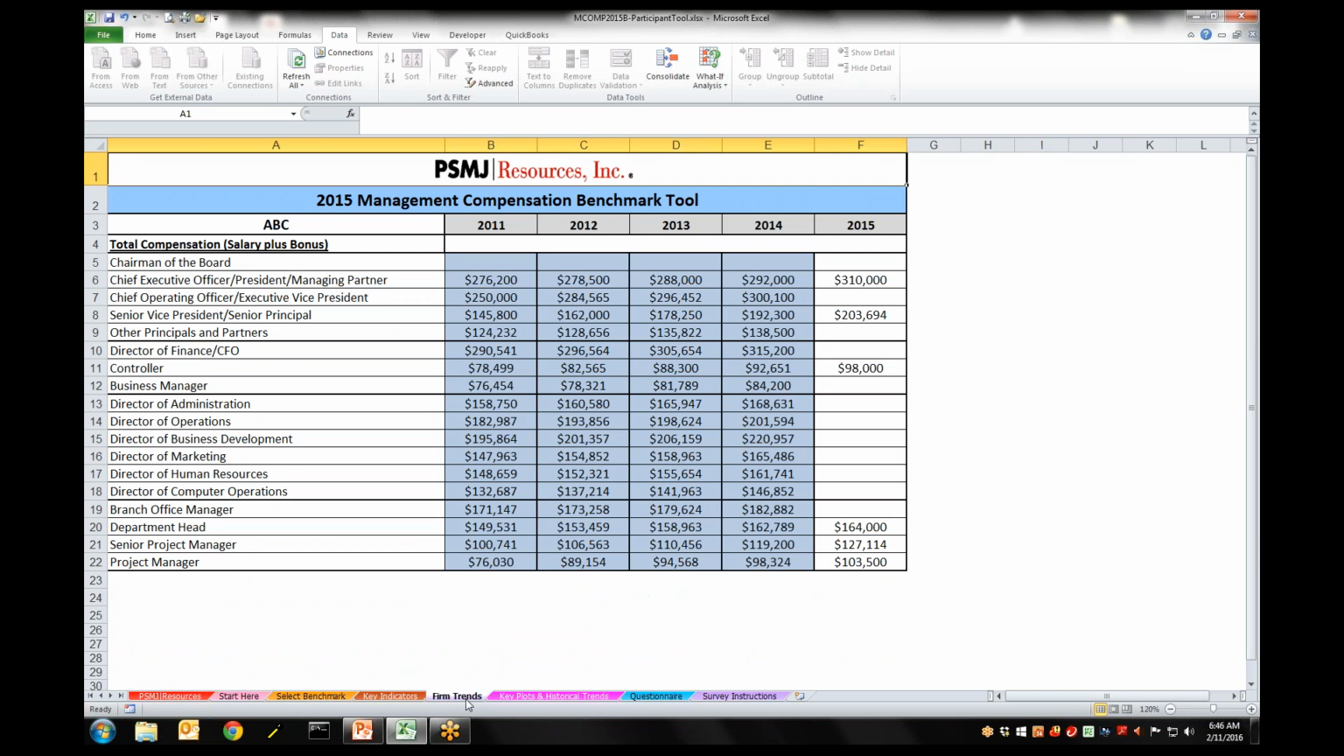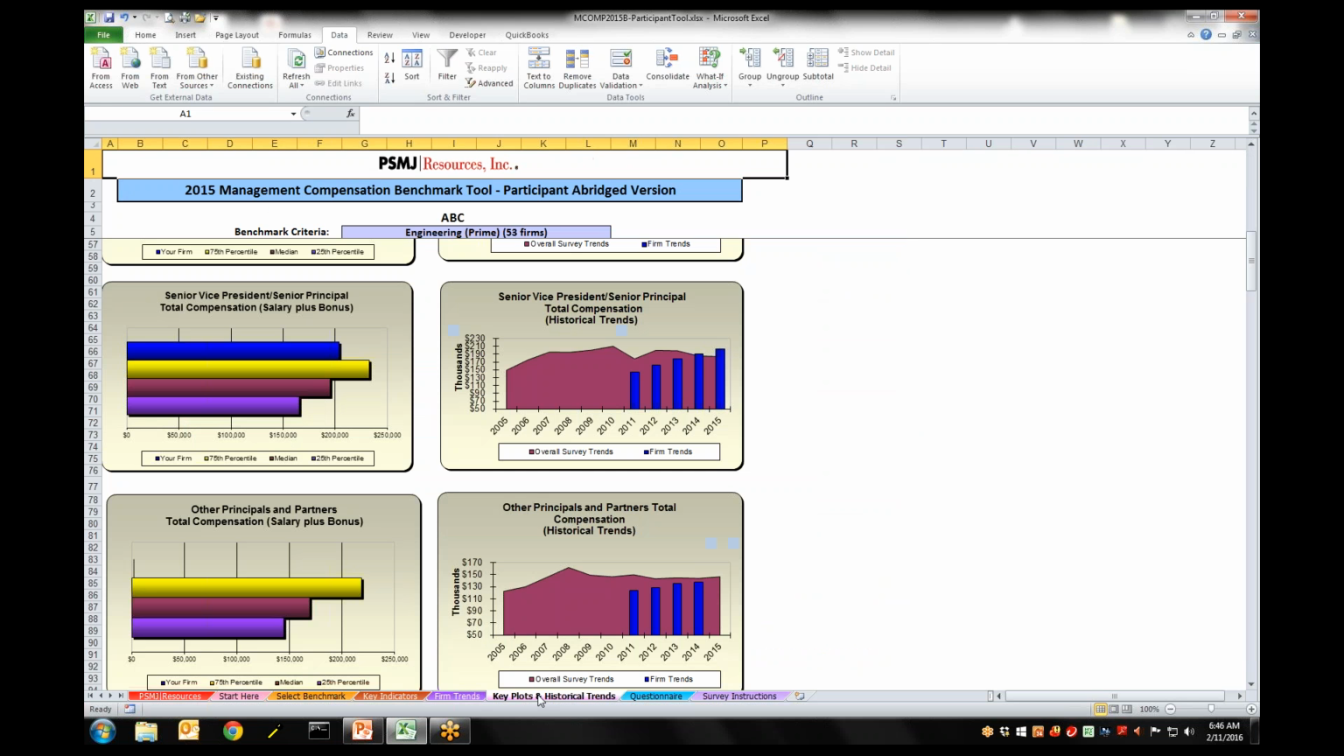We also include a tab for firm trends, so if you want to go back and put in your historical data, you can. And that shows up on key plots and historical trends, and we have a graph for each one of the positions, again, all 18 positions. What you'll see over here on the left is information based on the peer group you selected. So the blue is your firm, the gold is the 75th percentile, the burgundy is the median or 50th percentile, and the purple is the 25th percentile.